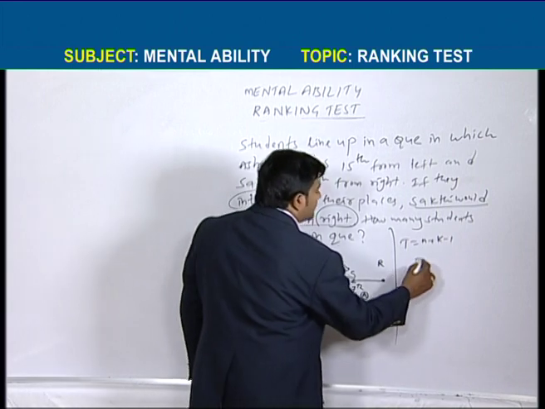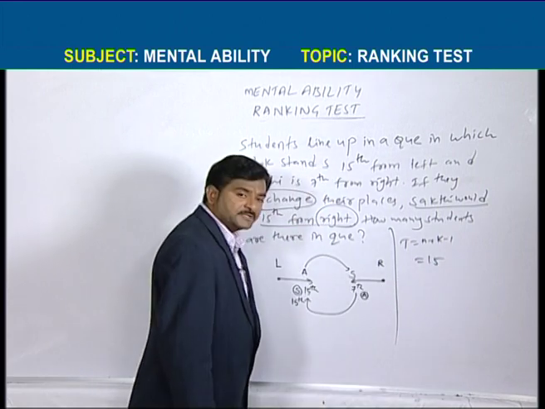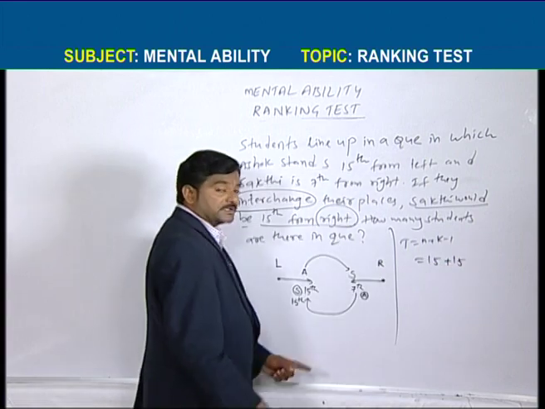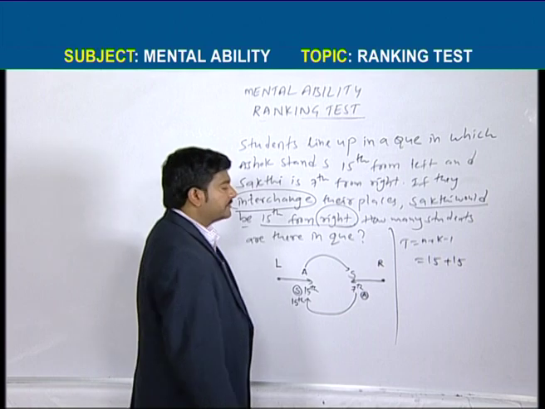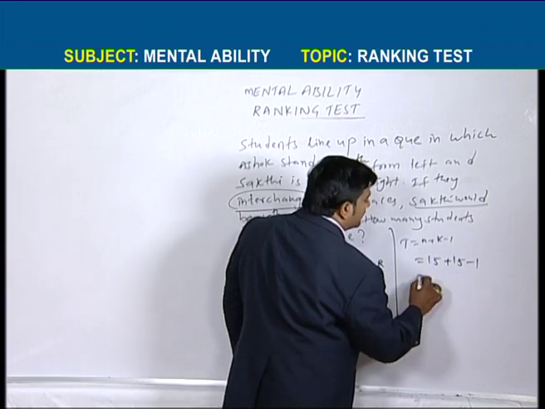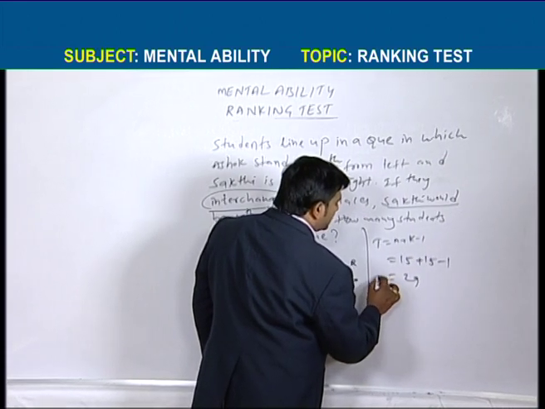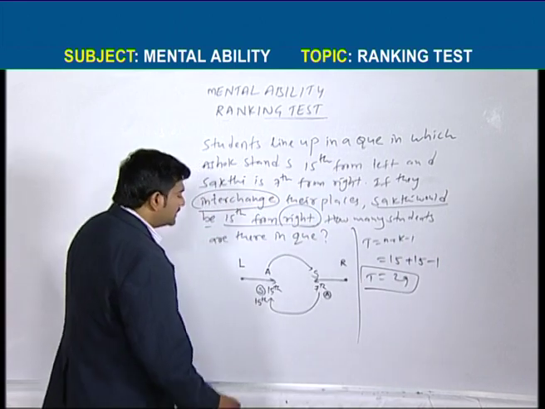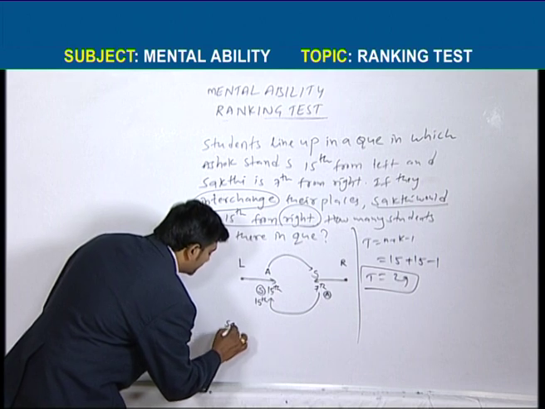T we have to find out. What is Shakti's position from right? 15. Again, what is Shakti's position from left? 15. Because we are getting that concept. 15 plus 15 minus 1. 30 minus 1. What am I getting? 29. Here, one thing you need to remember is Shakti's present place.